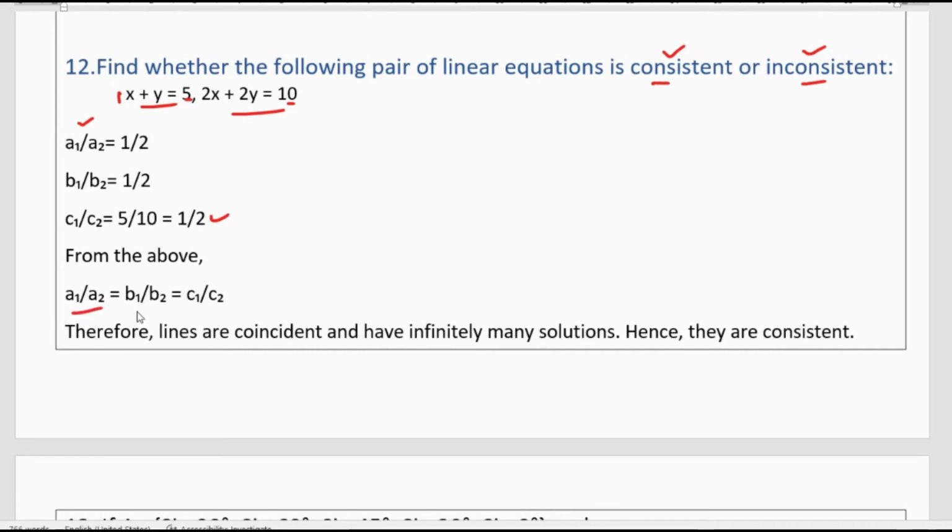So clearly a1 by a2 is equal to b1 by b2, which is also equal to c1 by c2. So the lines are consistent. We have infinitely many solutions. If it has a solution, therefore the lines are consistent.